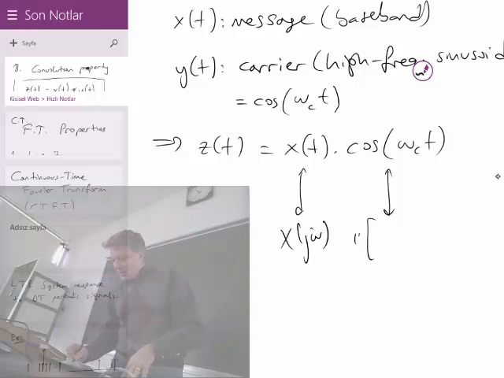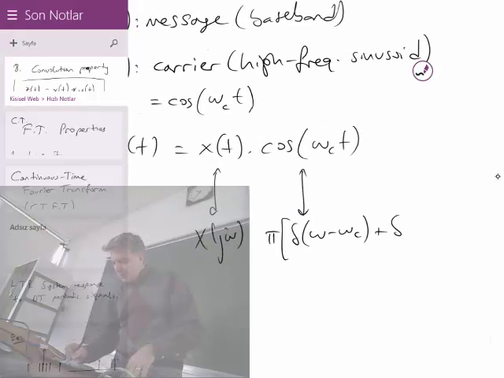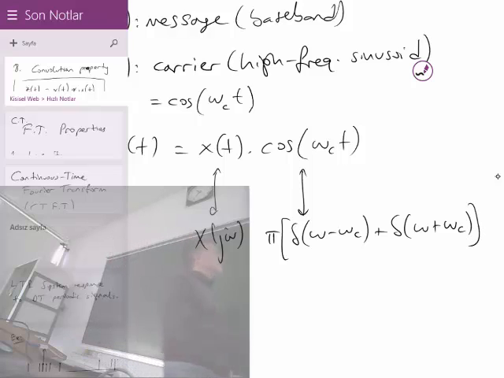And the way to represent it is this. The first one is an impulse with magnitude pi at omega c. The second one is another impulse at minus omega c with the same magnitude of pi. This is the Fourier transform of cosine omega c t. Okay.